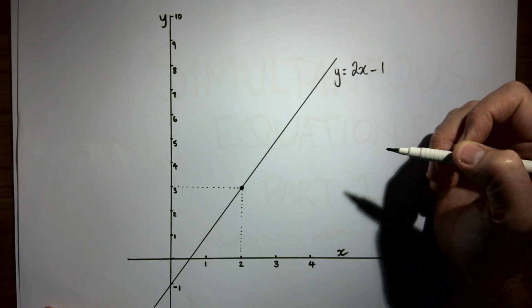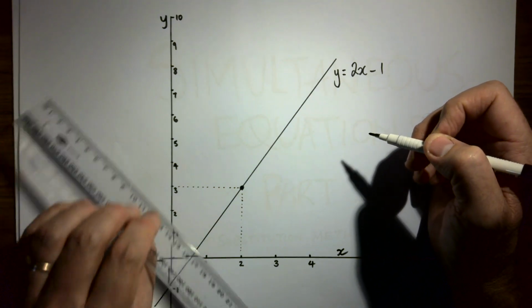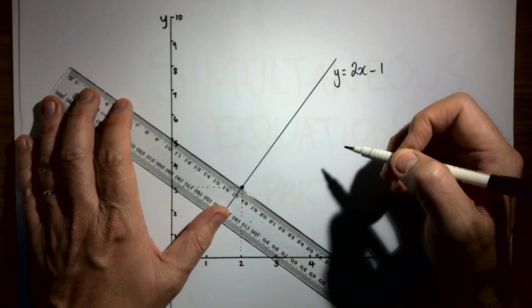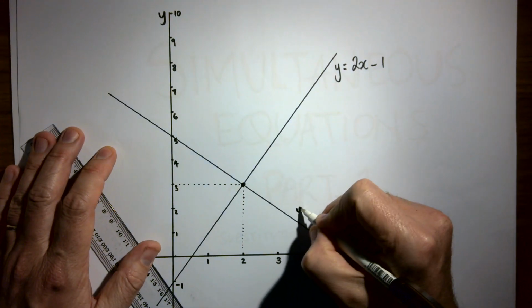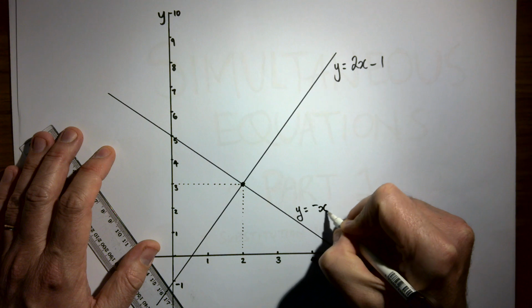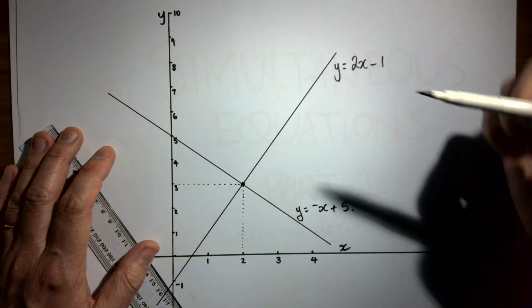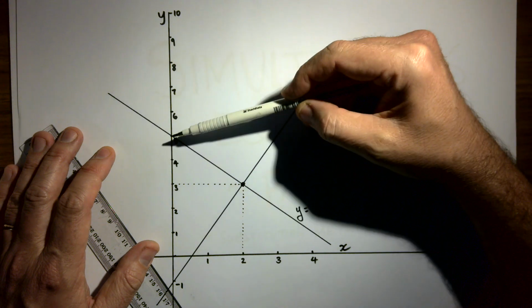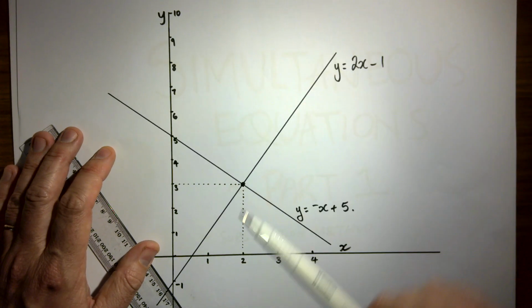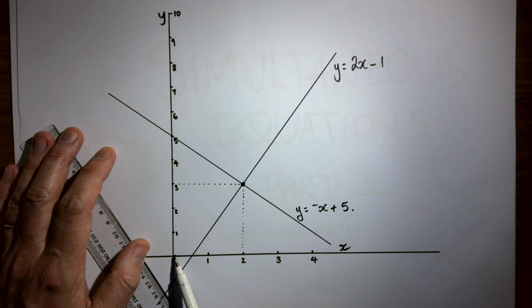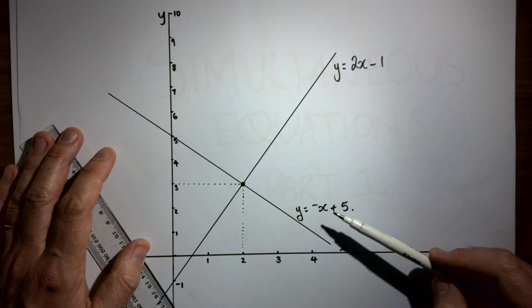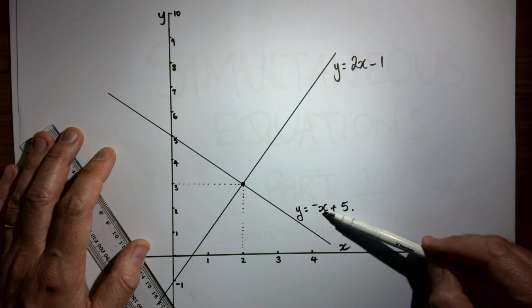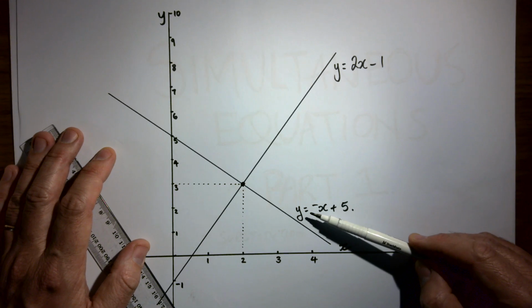But we can have another line as well. Let's draw in y = -x + 5. It has a y-intercept of 5, because when x is 0, y is 5, and has a gradient of -1. But that point (2, 3) also lies on it, because if we substitute in x is 2, number crunch this side, we get y of 3.